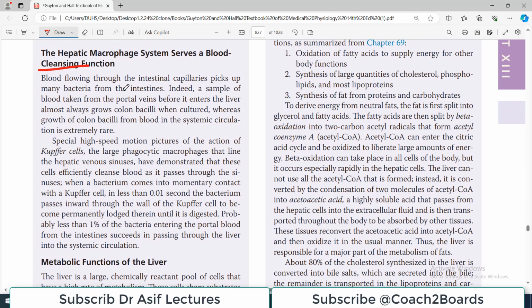Now, the hepatic macrophage system is an important system which serves as a blood cleansing function. So blood flows through the intestinal capillaries, picks up many bacteria, क्योंकि जो आप खाना खा रहे हैं उसमें बहुत सारा बैक्टीरिया मौजूद है. So intestine से portal supply के through जो blood liver तक पहुंचता है, it contains a lot of bacteria.